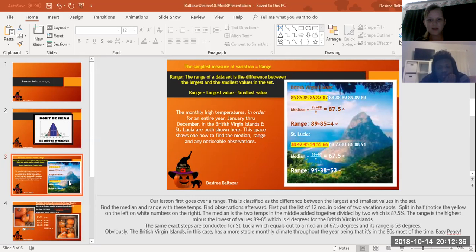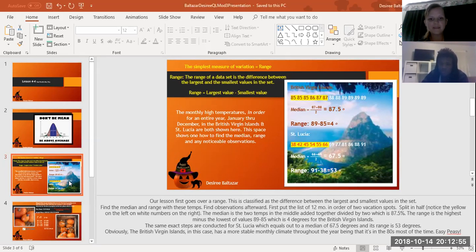First, you would put the 12 months in order for the two vacation spots. The two spots that I picked were St. Lucia and the Virgin Islands. After the 12 months are listed in order, we'd split those in half. You'll notice the yellow on the left and the white, so that's where they're split evenly.